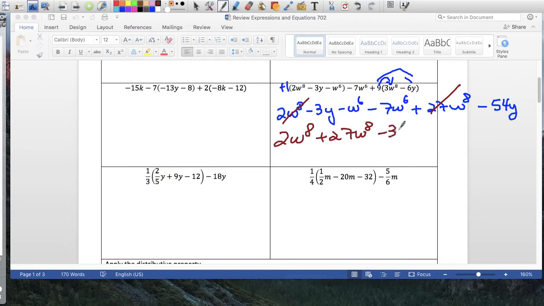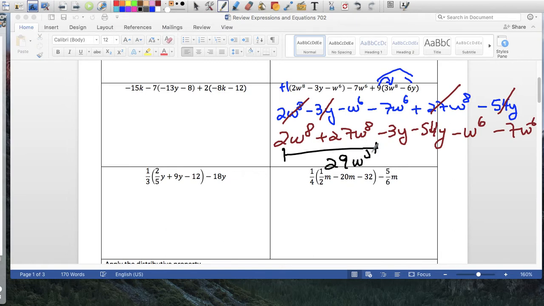Negative 3y with the minus 54y. Those are like terms, so I'll put those next to each other. And these two, negative W6 and negative 7W6, next to each other. Now just be careful when adding or subtracting this term. So 2, this is nice and easy, 29W8.